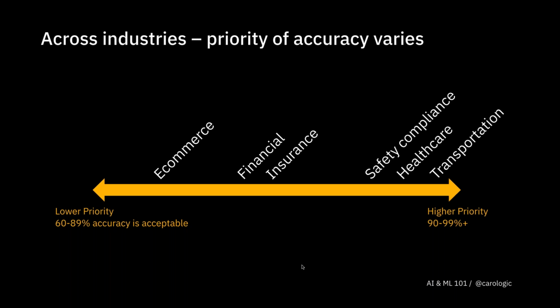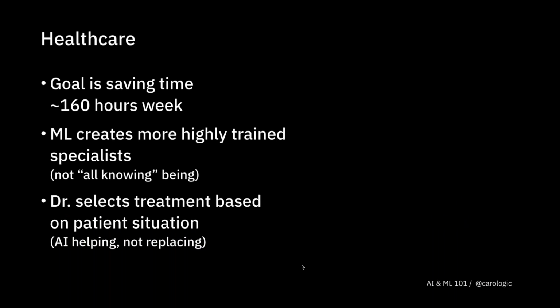But as you move towards more intensive areas, for example, safety, compliance, health, and autonomous vehicles, you start to get into an area where accuracy becomes extremely important. That also means that a much larger amount of effort needs to be spent training the system and getting it ready to go before you're ready to say that it is trained. So let's take the healthcare example. The goal there is saving time.